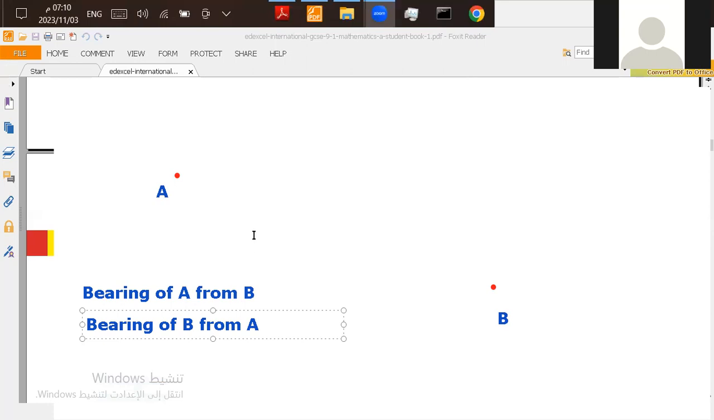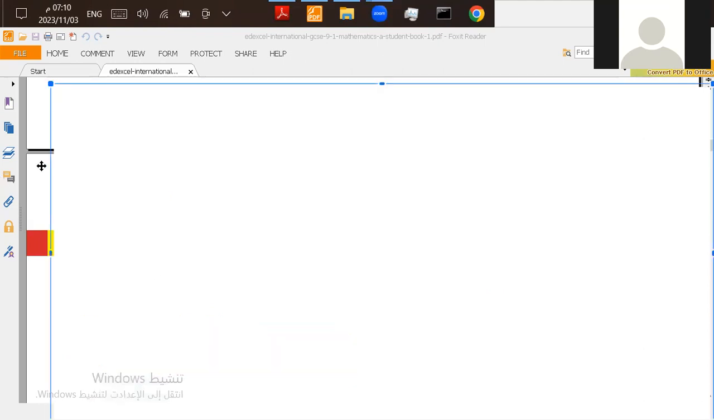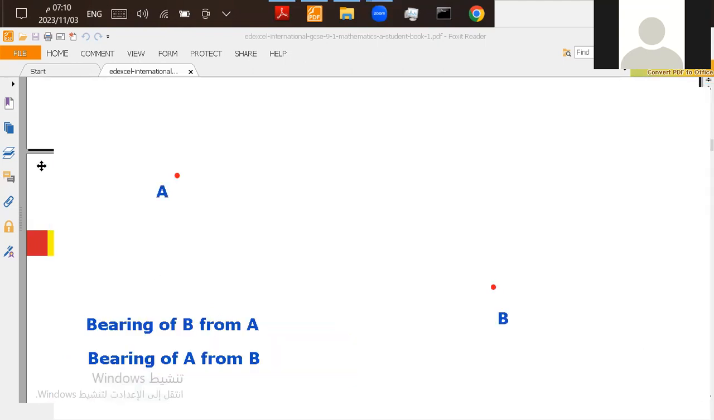So let's talk about the first one, which is from A, because this one is easier, and then we'll talk about the other one. First thing you're supposed to do is take the ruler and match the 2 points together. Any bearing question is supposed to be done like this. Then I take the ruler and, since we want from A, I come to A and draw a north line like this.